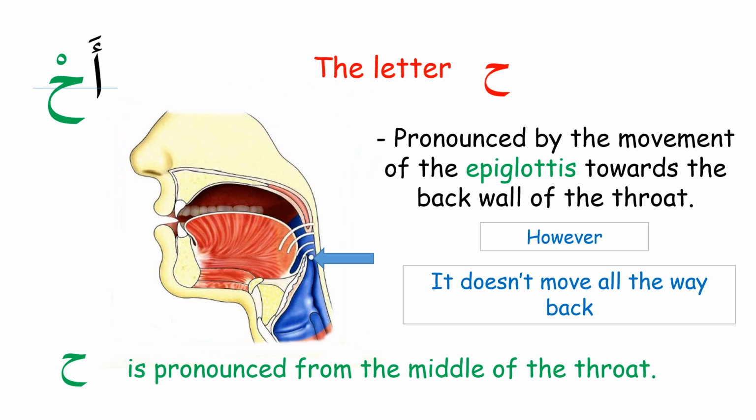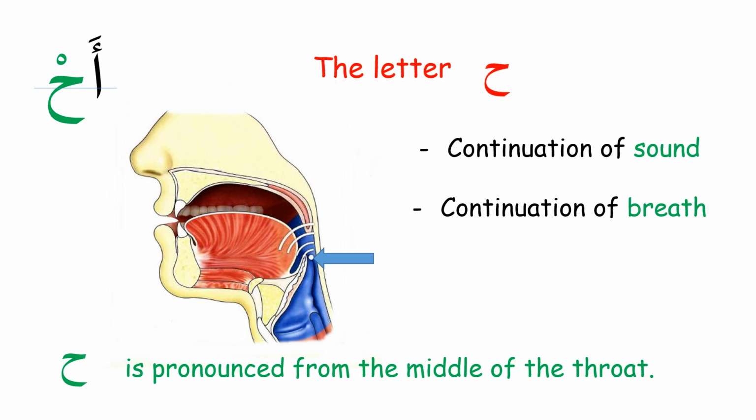Right. At this stage, we can easily say that the most important difference so far between Ha and Ha is the point of articulation known as al-makhraj. Ha comes from the middle of the throat, whereas Ha comes from the furthest part of the throat where the vocal cords are. It is also essential to point out that there is a continuation of breath and sound while pronouncing the letter Ha. One more time.